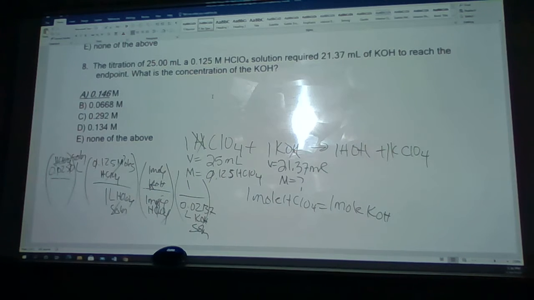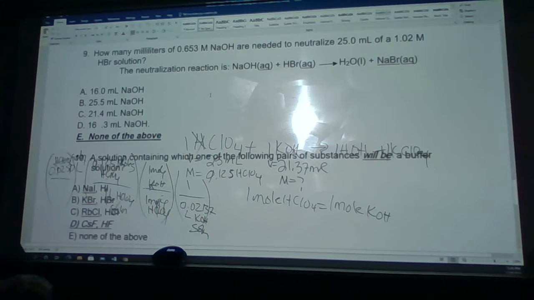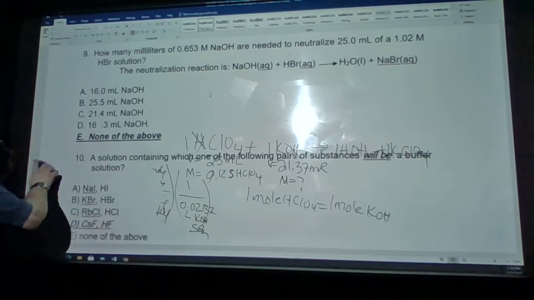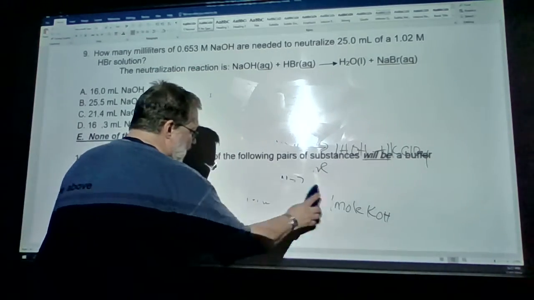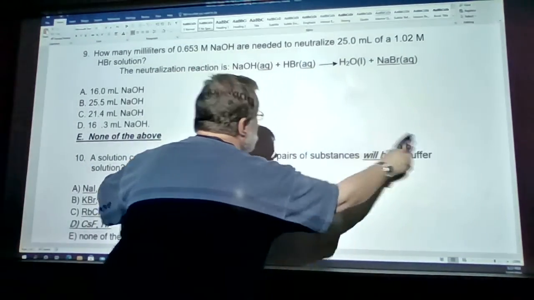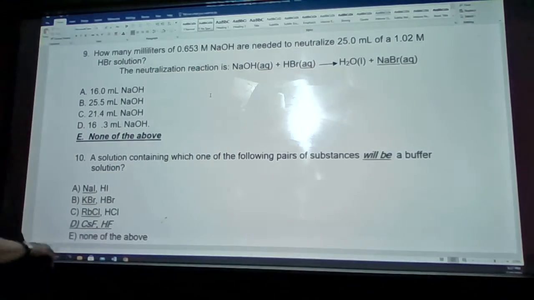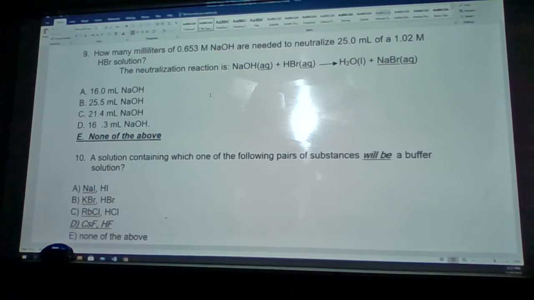Number 9. How many ml of a 0.6530 molar NaOH solution are needed to neutralize 25 ml of a 1.02 molar HBr solution? Neutralization reaction is given there. So let's write down the information that we have.